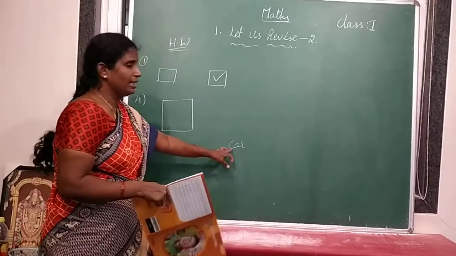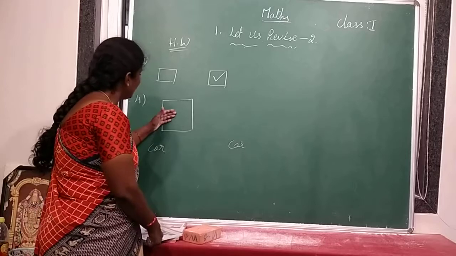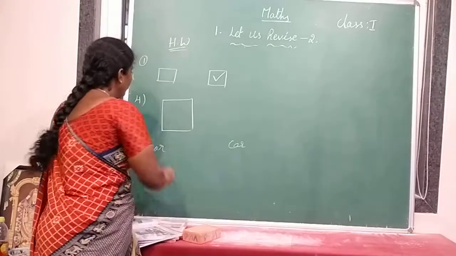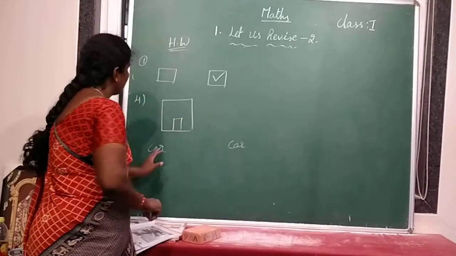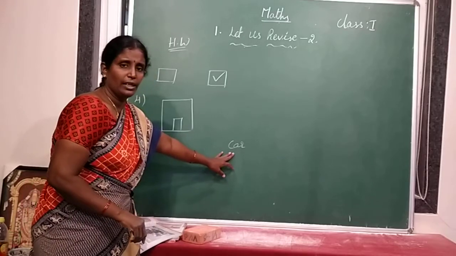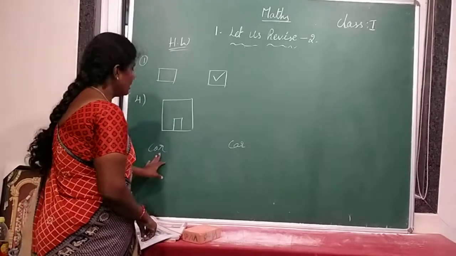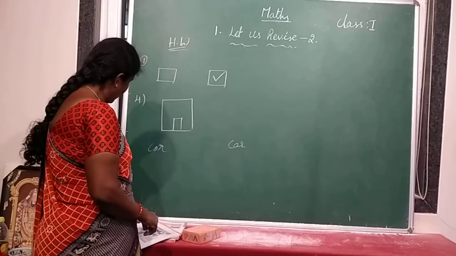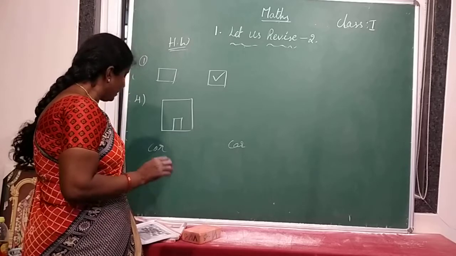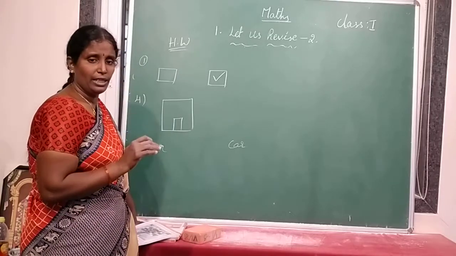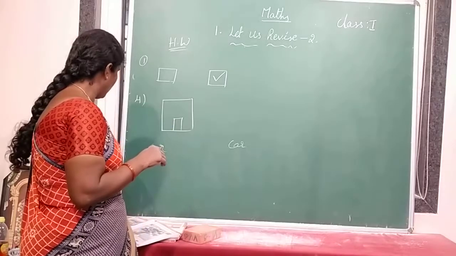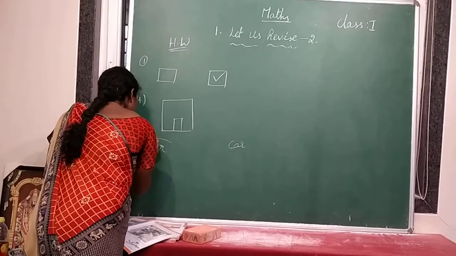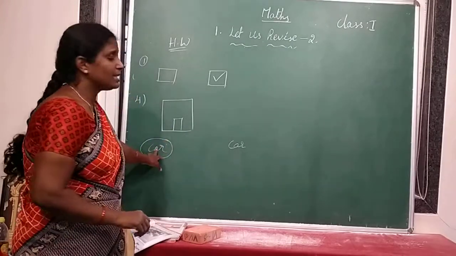2 cars are there. So which is nearer to this house? This is nearer or this is near? This is near. So we have to circle the car near the house. Which is near the house, we have to circle that car. So this is near. So circle this car.